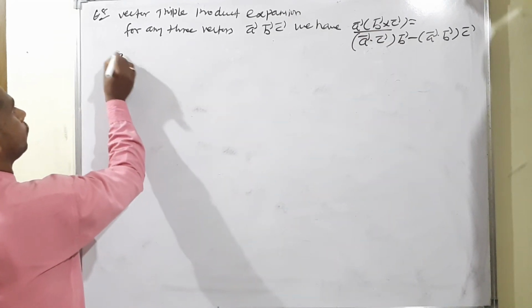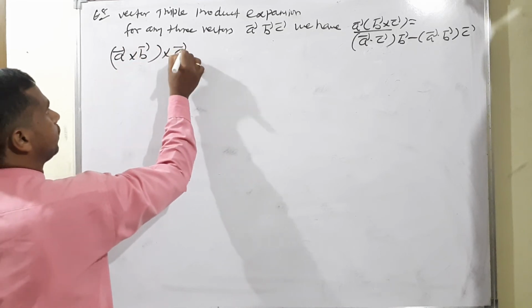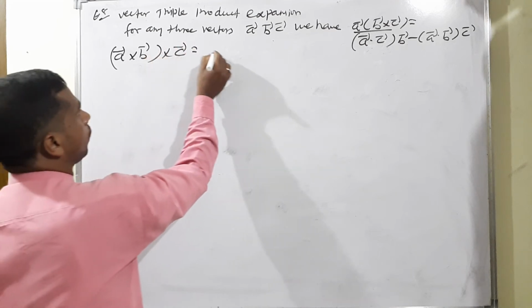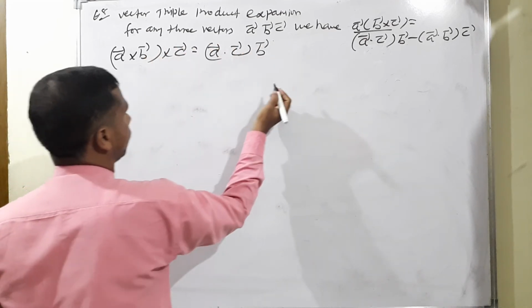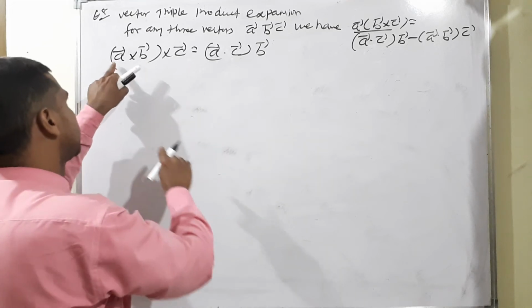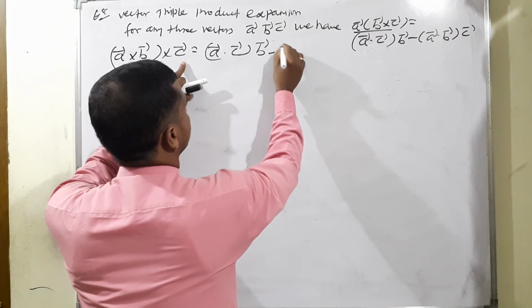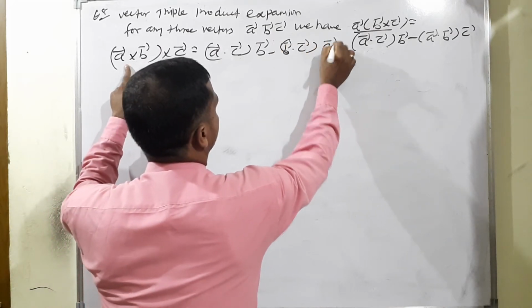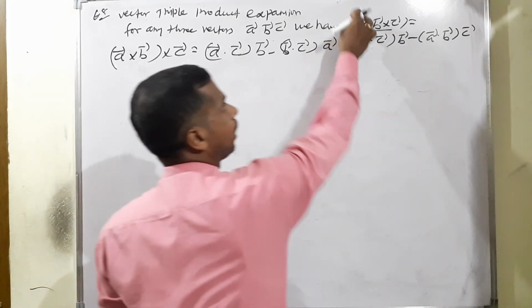So I will consider A vector cross B vector, into the bracket, outside C vector, is equal to: first, if you skip B vector, what will happen? A vector dot C vector, outside B vector will come. Next we have to skip A vector, means B vector dot C vector, minus B vector dot C vector outside A vector. After proving, it will be equal, similarly we can write it.